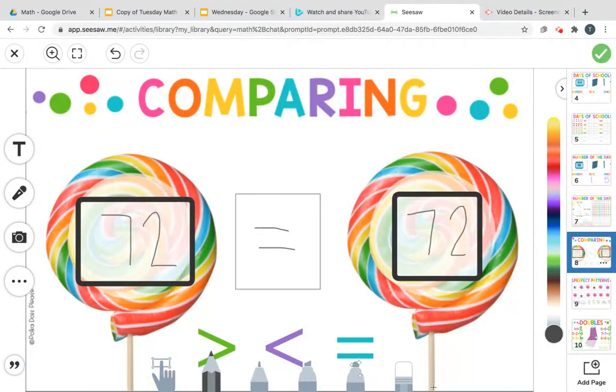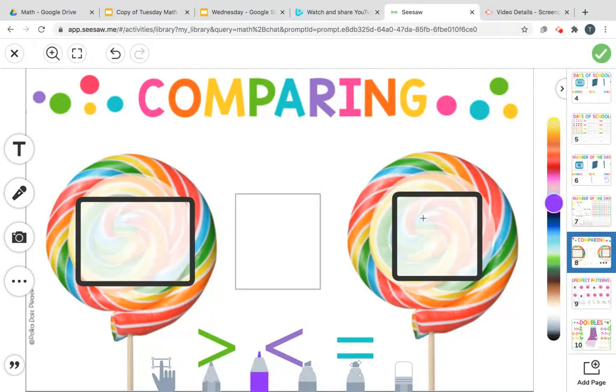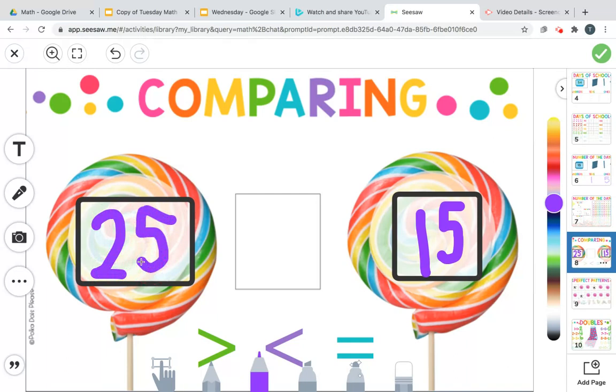Compare some numbers. Okay, I'm using my marker. Let's put 15 here. And let's put 25 here. Which one of these guys is bigger? Yeah, 25. 5 is a hungry alligator. That's the one I'd want to chomp right on.